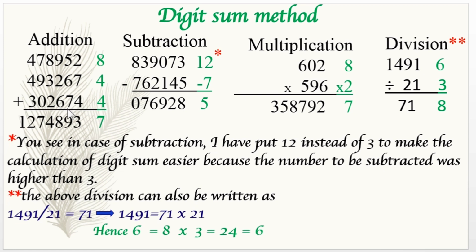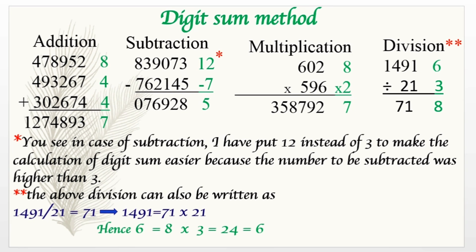So here we have 1 and 8 gone, 2 and 7 gone, and then we have 4 and 3, that is equal to 7, and there is a 9. So 9 goes, and what remains is 7. So we should have got an answer equal to 7, and that's 7. So that means our addition is correct.